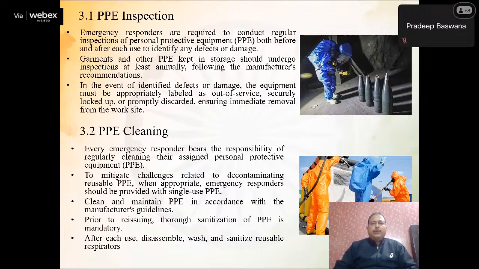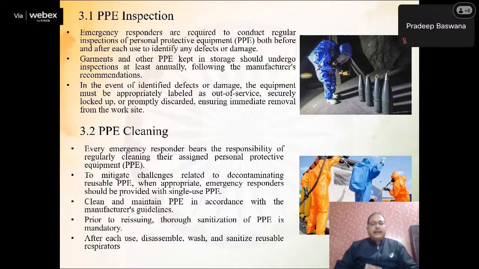Prior to reissuing, thorough sanitization of PPE is mandatory. It should not be issued without sanitization. Again, it is mandatory. We have to cross-check whether it is sanitized or not. If it is not sanitized, we will say go first sanitize it, then only it should be issued to any other person to use.